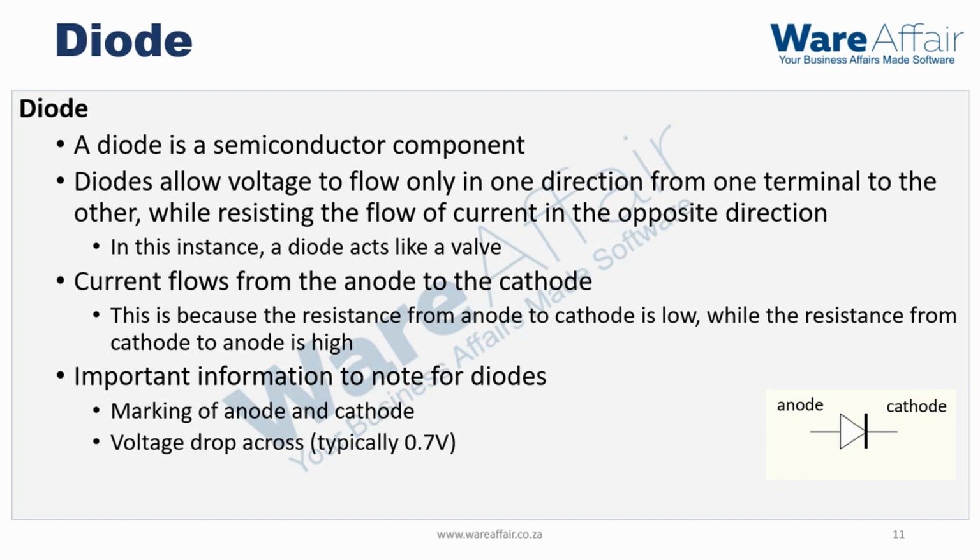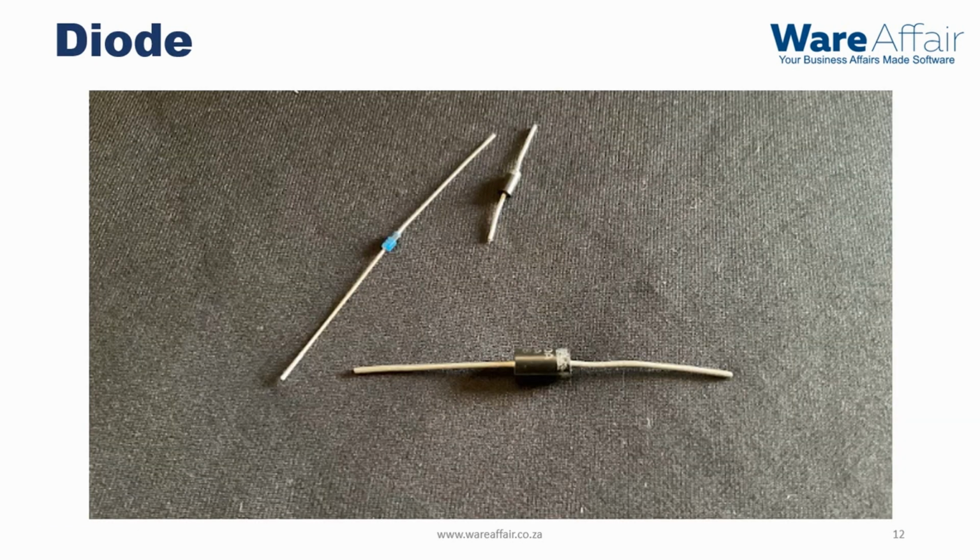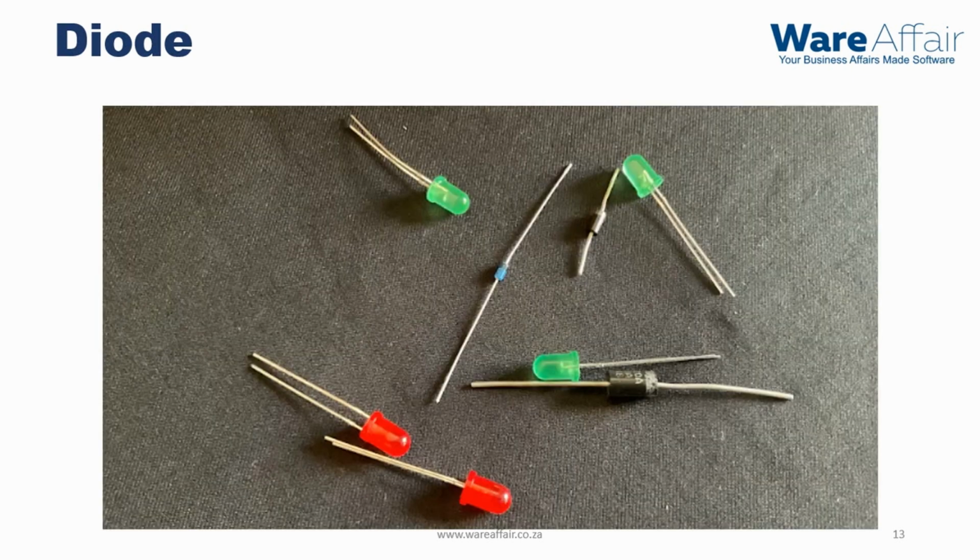Some important information to note for diodes are the markings of the anode and the cathode, as well as the voltage drop across the diode, which is typically 0.7 volts. In this image you can see some real-life diodes. On this image, I've added another type of diode which is popularly known as LED, a light emitting diode.